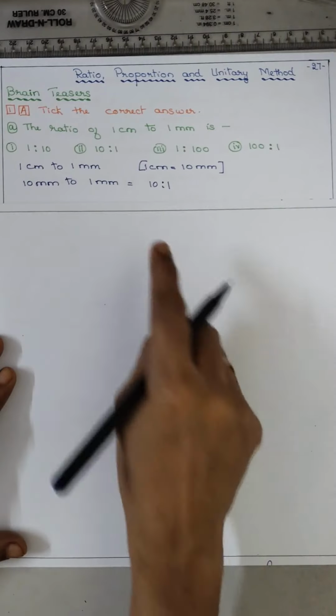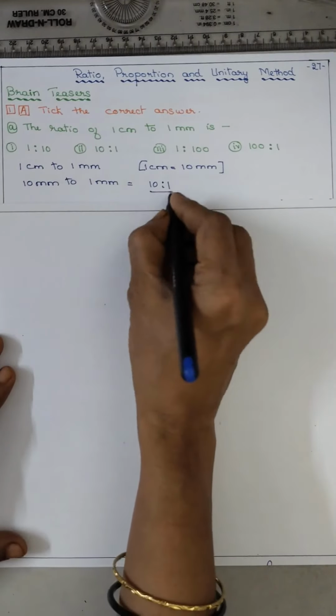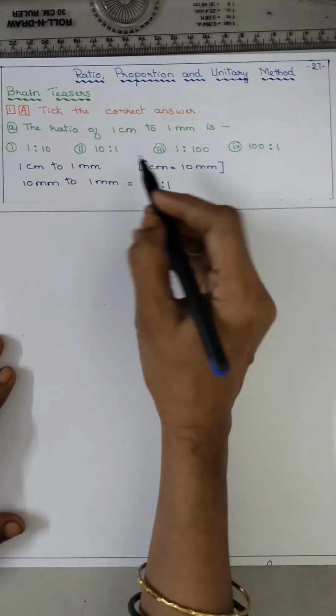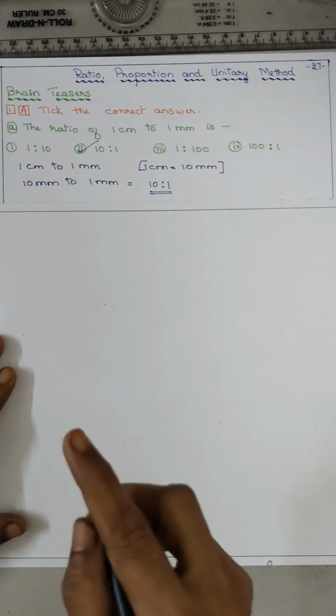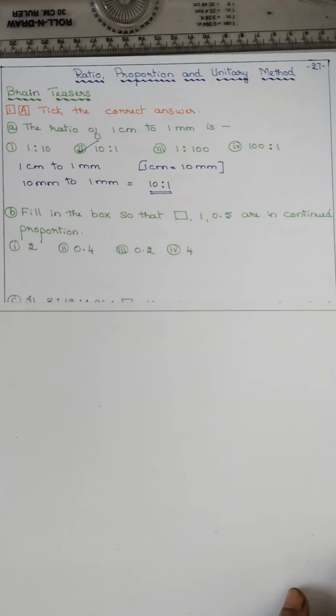and it is the final, isn't it? So it is in the simplest form. So this is the answer. So which is it? 10 is to 1, second option. So both the units should be the same. First convert that and then find the ratio.